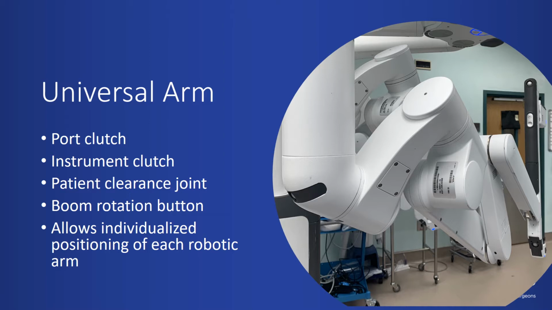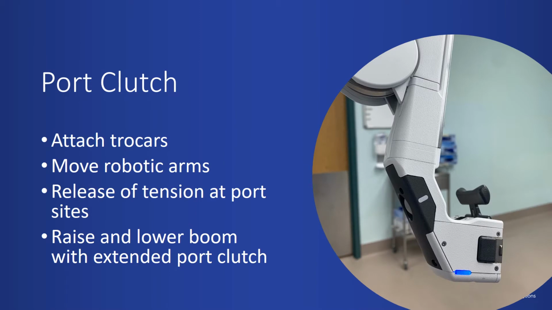As mentioned previously, there are 4 universal arms on the robotic patient cart. Each arm has the ability to be uniquely maneuvered to allow tailored positioning for your operation using clutches and buttons located on each arm. These include the instrument clutch, the port clutch, the patient clearance joints, and the boom rotation buttons. The port clutch is used to dock the robotic arm to the trocar. It also allows movement of the arm, releases tension at the port site, and can also raise and lower the boom with extended port clutch. This last function can also be performed at the patient cart helm.